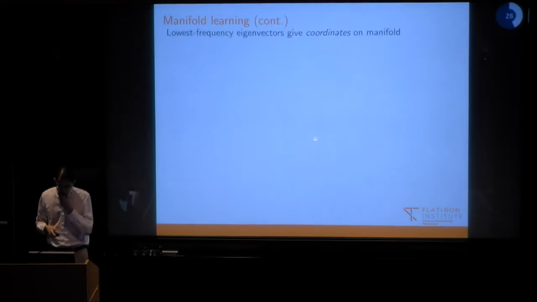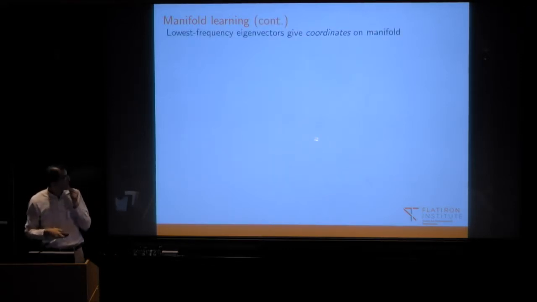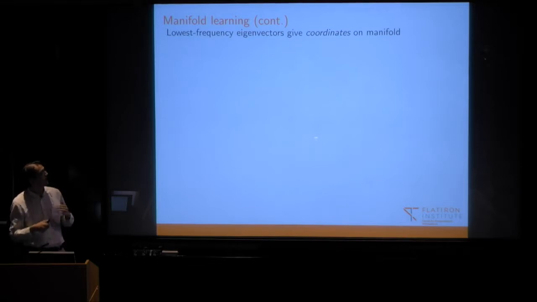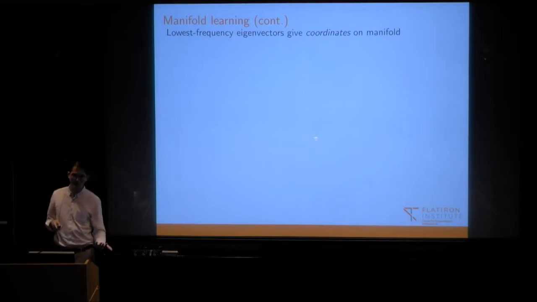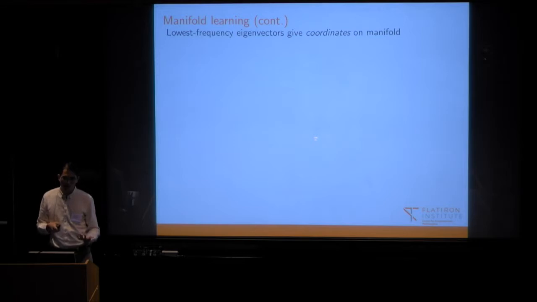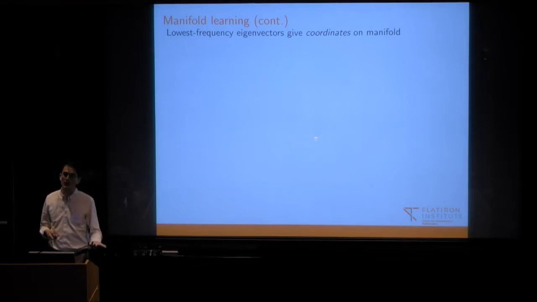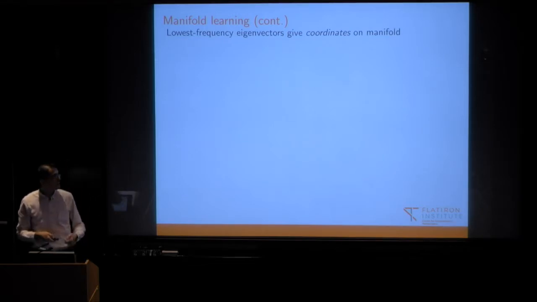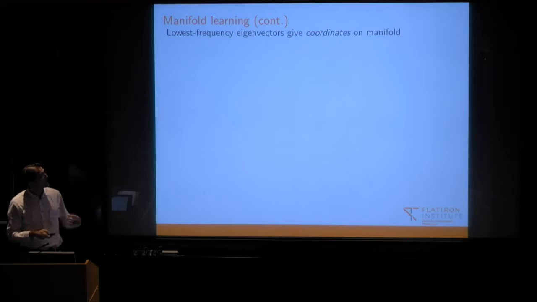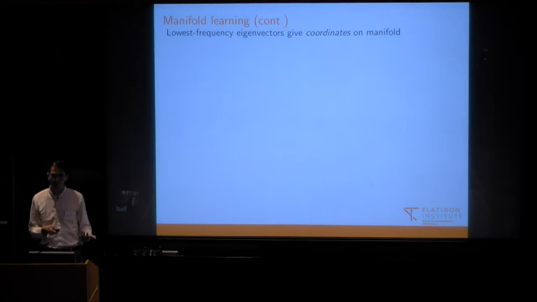And in particular, we can look at the low-frequency eigenvectors, so the eigenvectors that correspond to the smallest eigenvalues. Now, if you look at a regular Laplacian in Euclidean space or on a manifold, the low-frequency eigenvectors or eigenfunctions are going to correspond to very slowly moving sinusoids. And this is going to be the case on these graphs as well. So we can take the first few, and those are going to give us a way to parameterize the manifold. They're going to give us a set of coordinates.